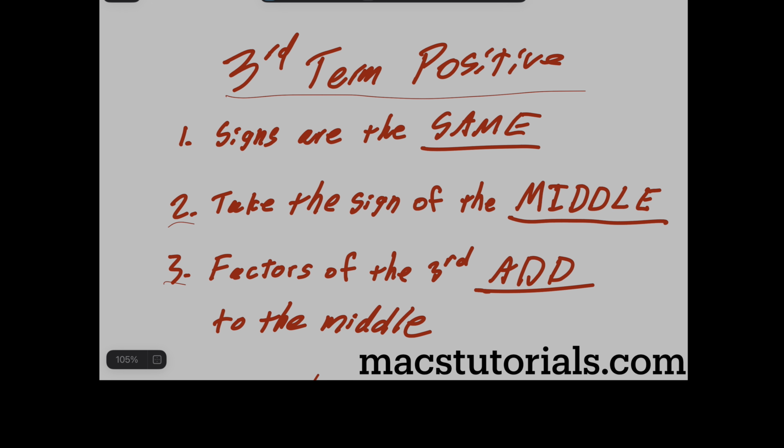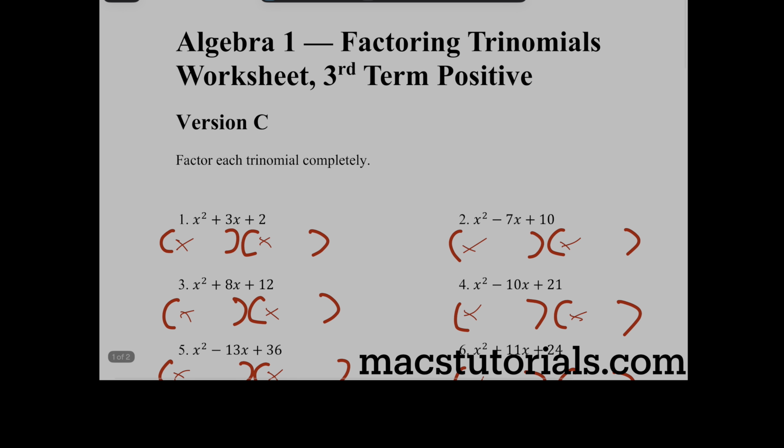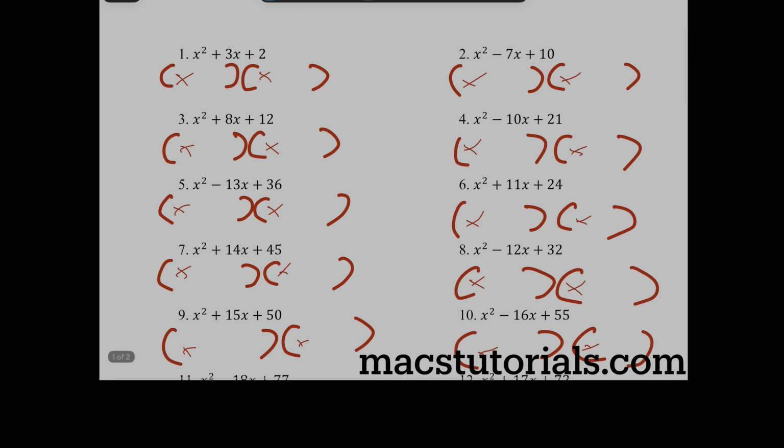As a reminder, these are the three rules you have to learn. When the third term is positive, both signs will be the same. Okay, you also know that you're going to take the sign of the middle. And then the factors of the third, they're going to add up to the middle. Okay, so if you find factors that subtract to the middle, that does you no good if the third term is positive.